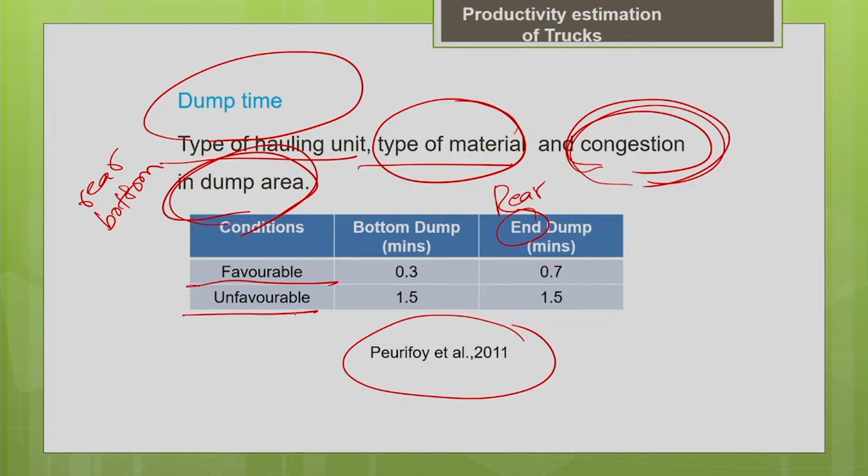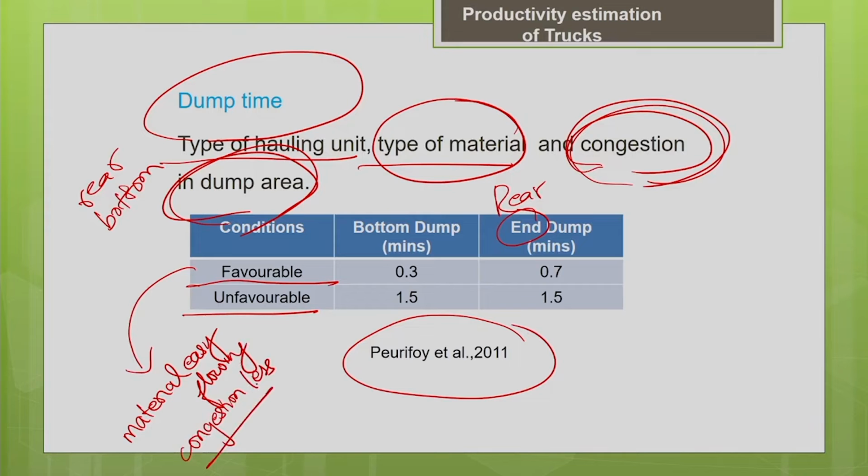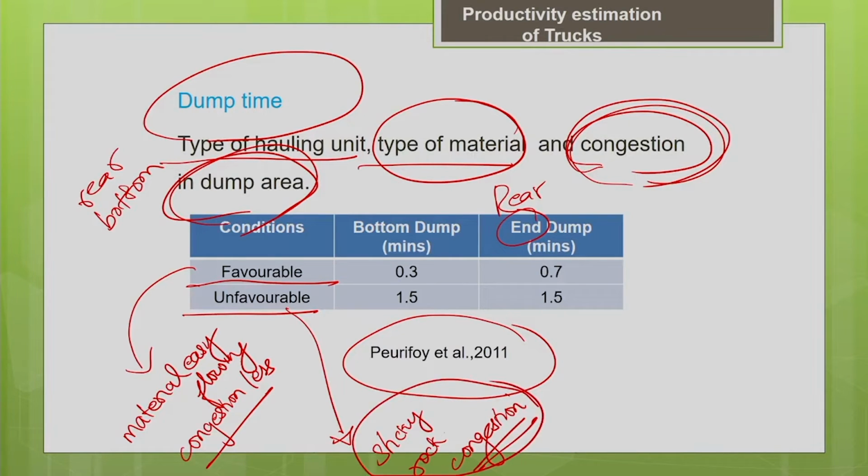Favorable condition means, say, easy flowing material and the congestion in the dump site is less. So, all these are favorable conditions. Unfavorable conditions means the material is a sticky material or rock, as I told you, which is unfavorable. And there is more congestion in your dump site, so the machine has to wait. That is unfavorable condition. So, they have given you the approximate estimate of time for favorable and unfavorable conditions.